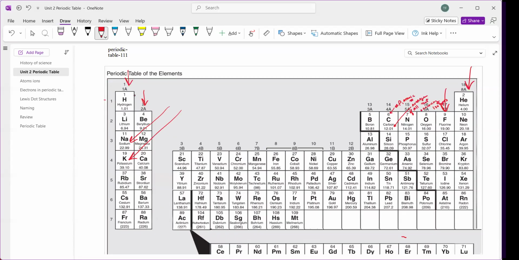Now you're gonna have to know 4 groups on the periodic table. First group is called the alkali metals. The second group is called the alkali earth metals. Over here on the far right are the halogens. The right one is called the noble gases.